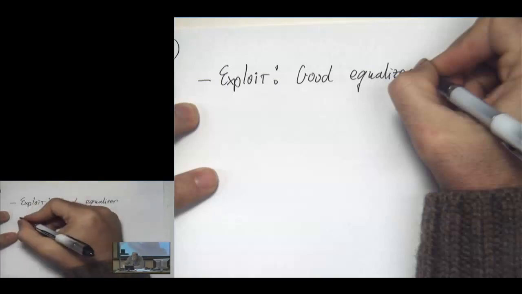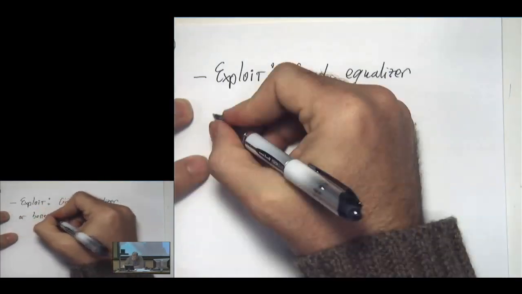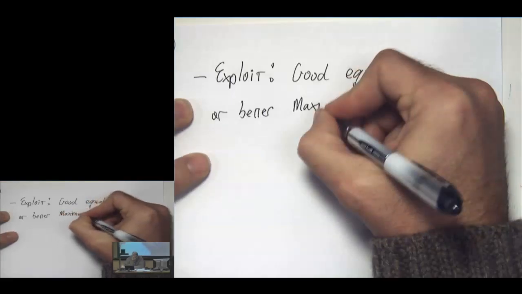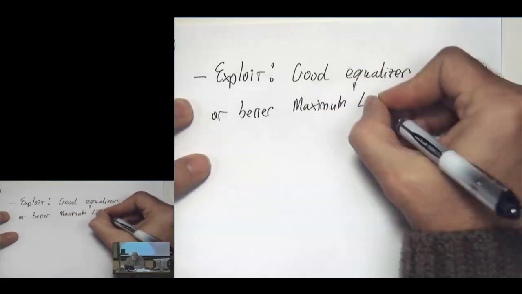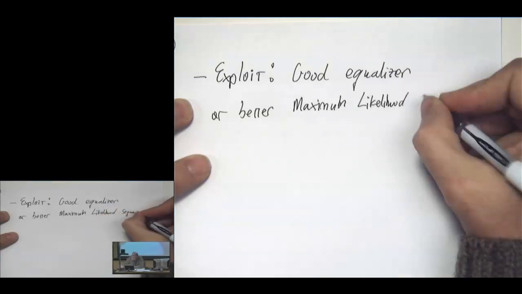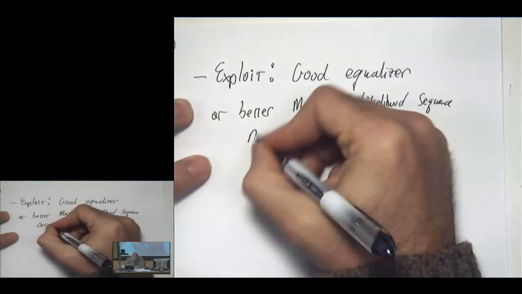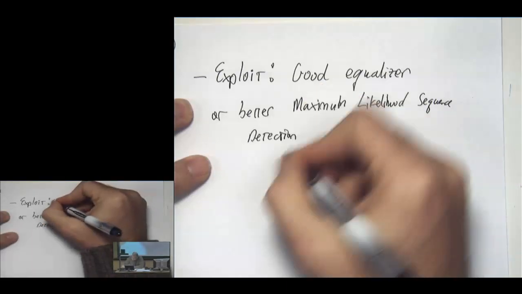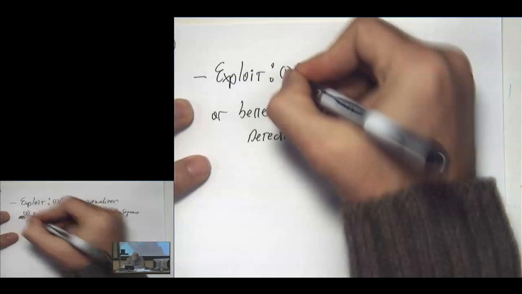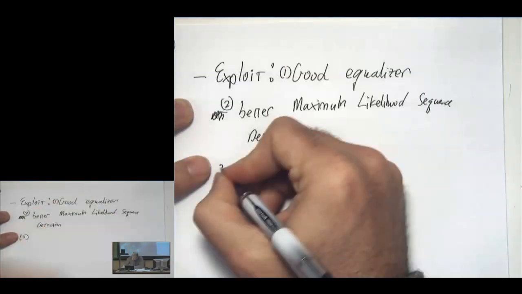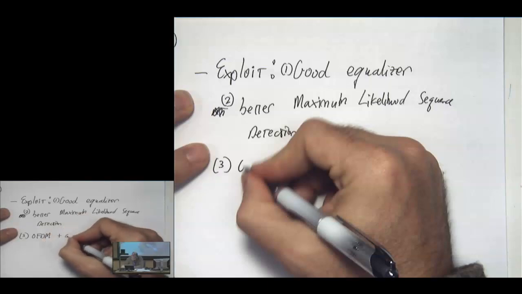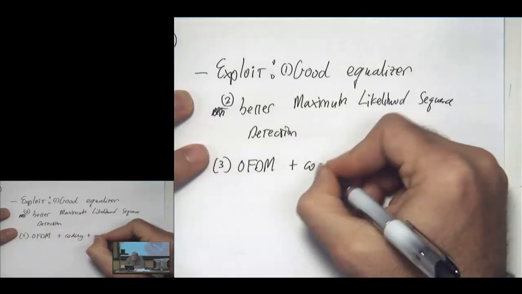Or better yet, something that's more sophisticated like maximum likelihood sequence detection. Or you could also use OFDM plus coding and interleaving.